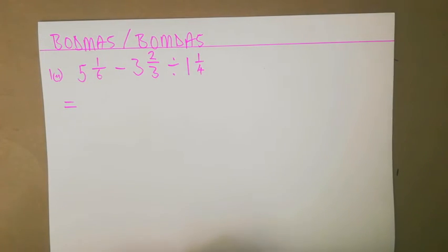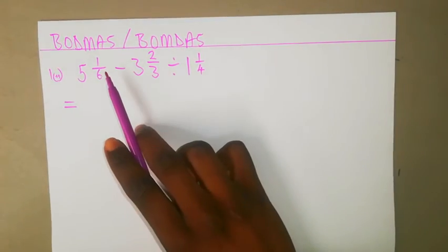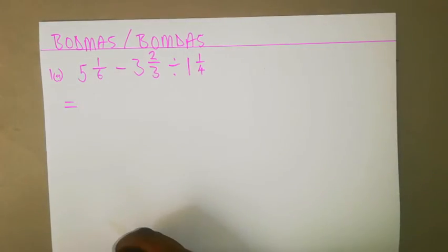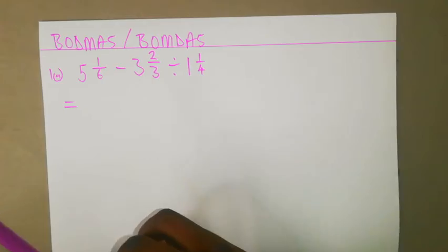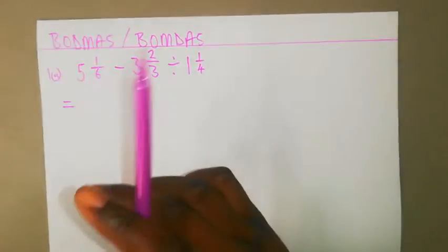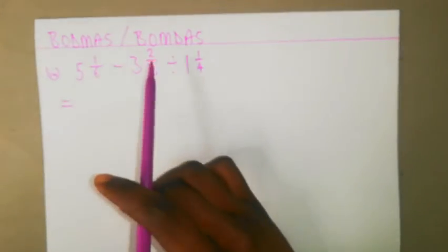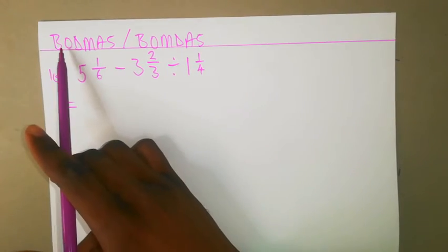Hello guys, again. Now we're doing BODMAS or BOMTAS. You have to know the meanings of these two abbreviations. They are the same. The only difference is that you might find the other one, but D comes first before what? Before M. So in this case, it's BODMAS.